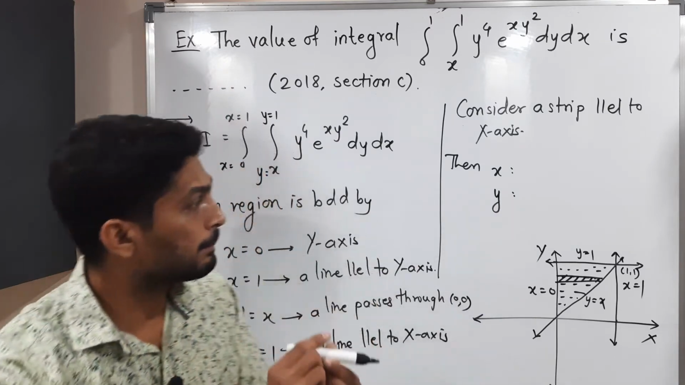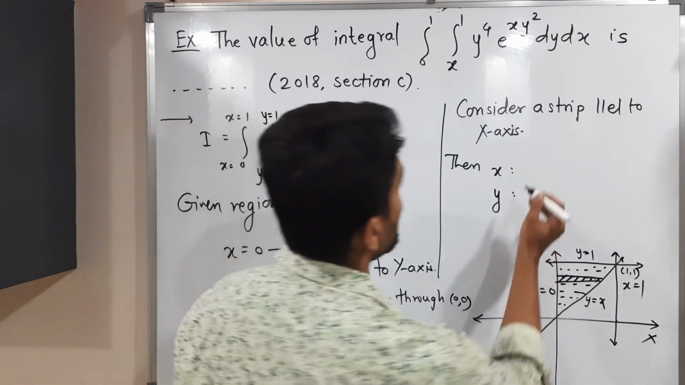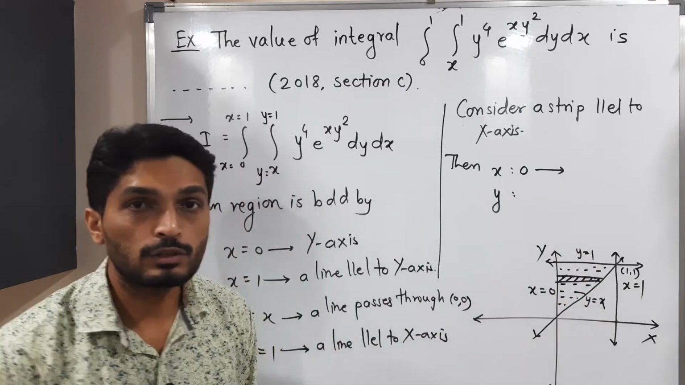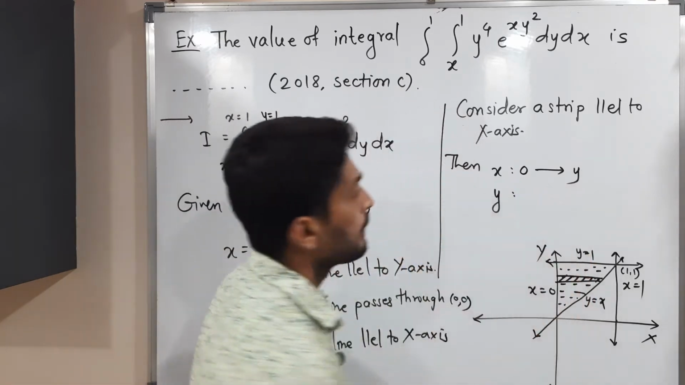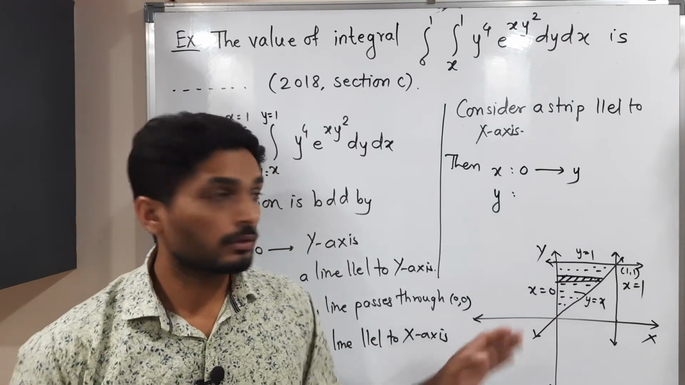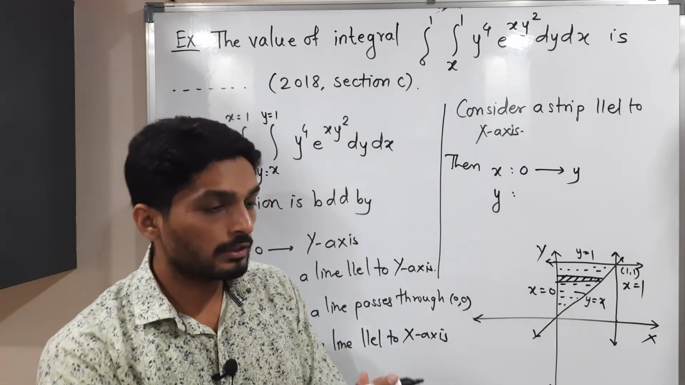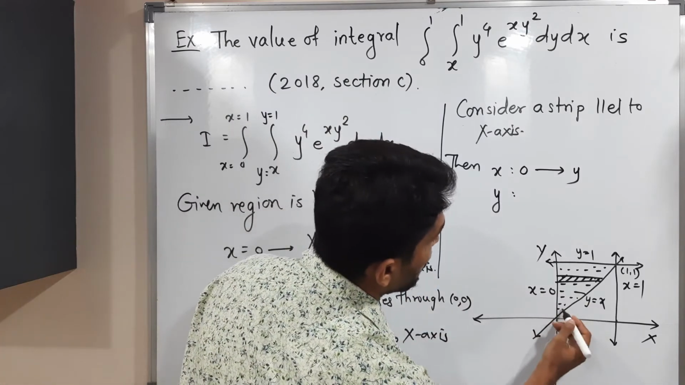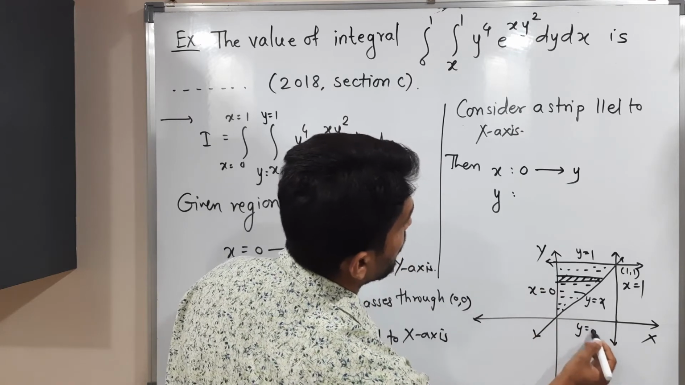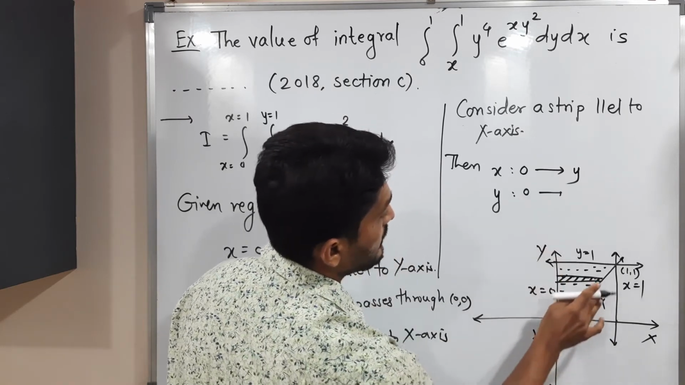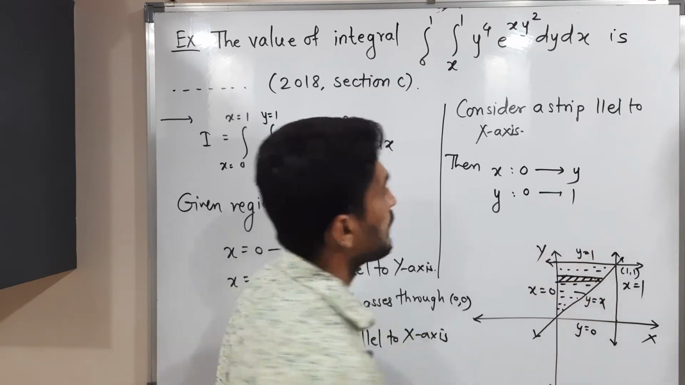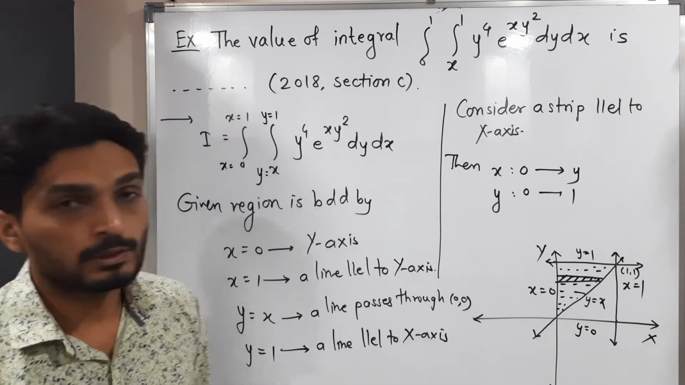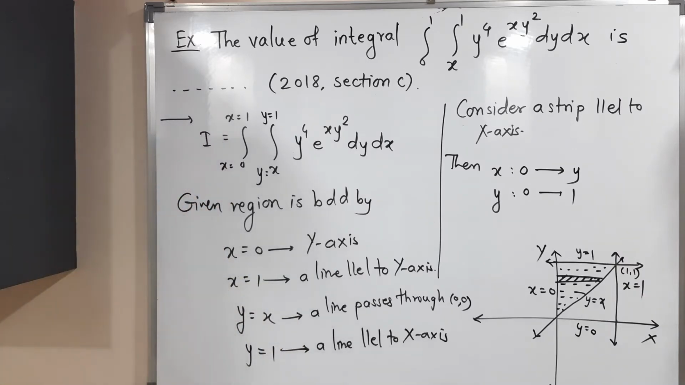The strip is bounded below by this line, whose equation is x = 0. And the strip is bounded above by that line, whose equation is y = x, that means x = y. After that, we write the limits of y. We move the strip from bottom to top. It starts where the value of y is 0 and goes up to y = 1. So the limits of y are 0 to 1. So we have got the limits. But there is no more space to write. Make a screenshot of it, then we will go further.